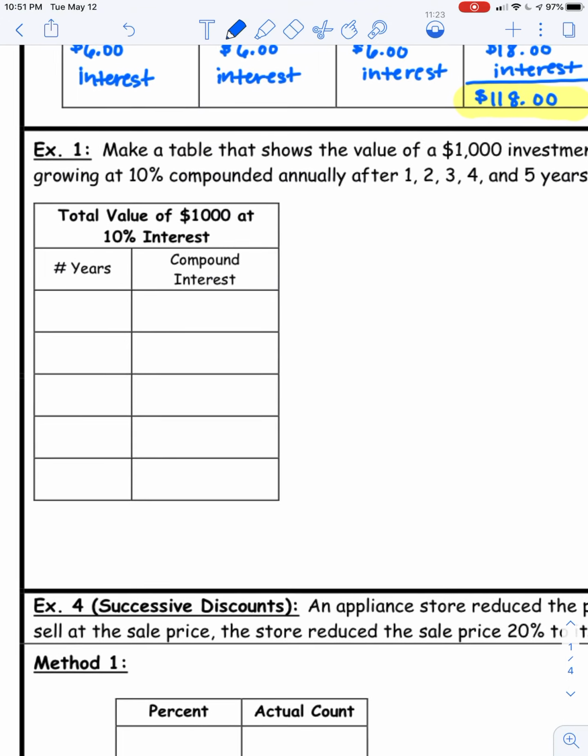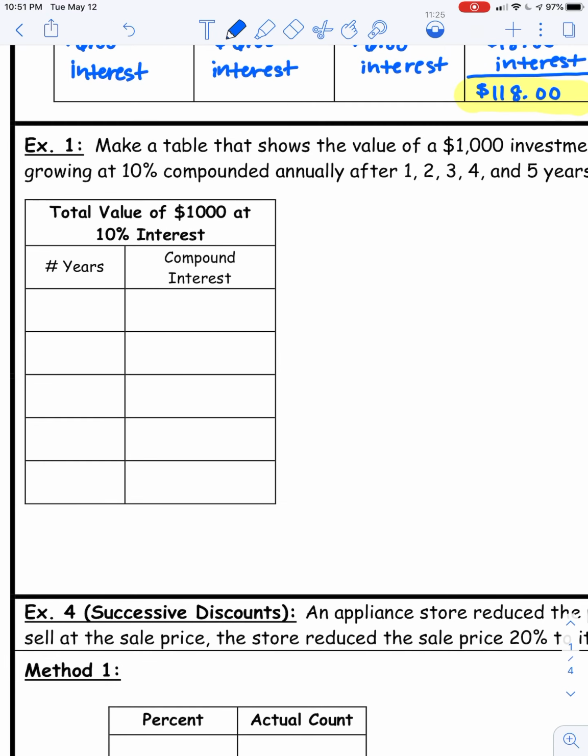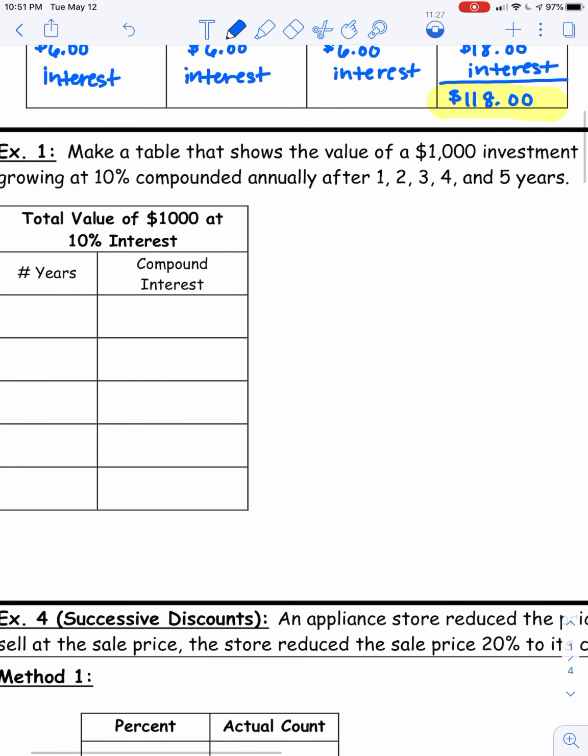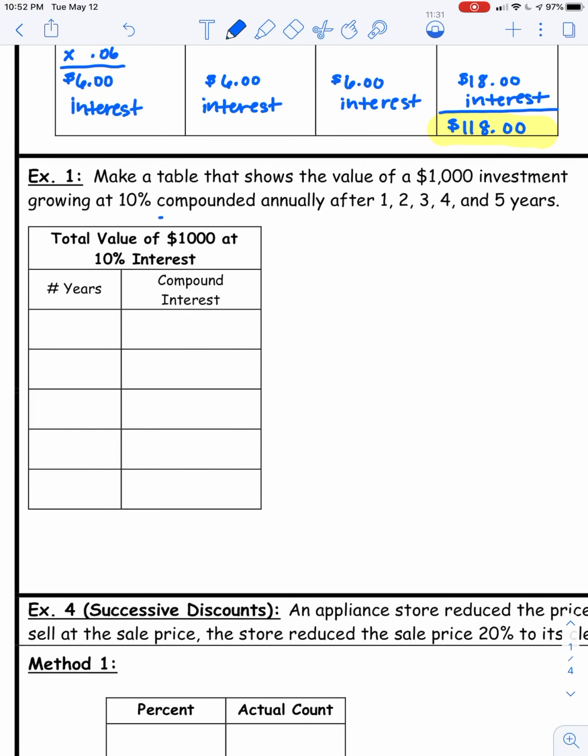Let's go down to this example 1 right here. We're going to make a table that shows the value of a $1,000 investment that's going to be growing at 10% compounded annually after 5 years. Okay, so the first year, second, third, fourth, and fifth years. So let's go ahead and fill those years in right here in the chart. So we're going to have in our table year 1, 2, 3, 4, and 5.